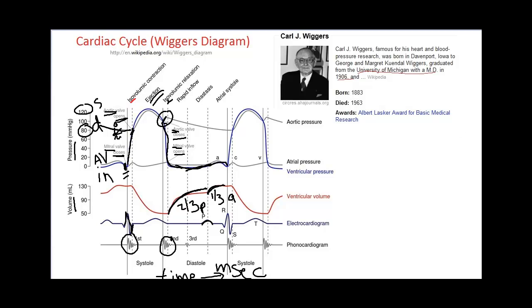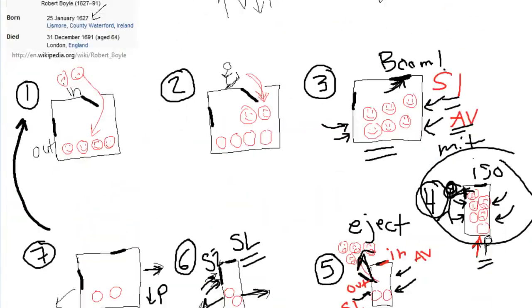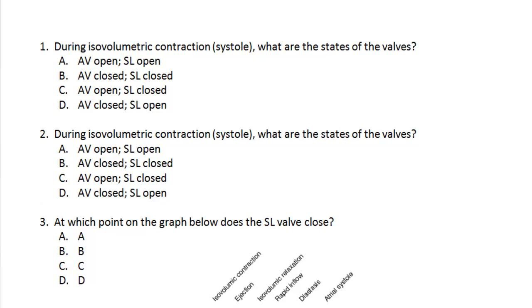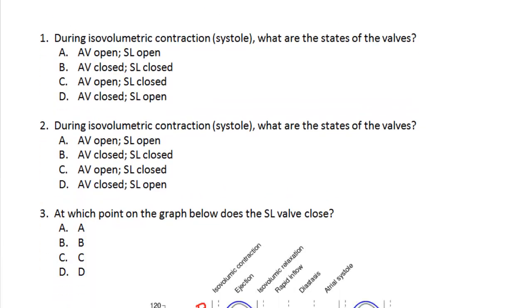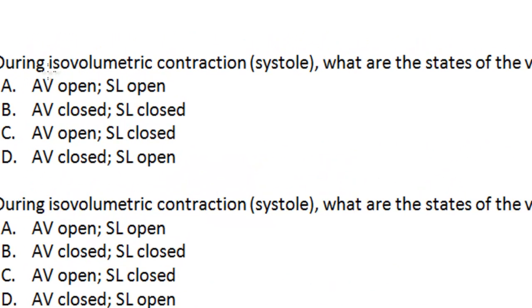Okay, so review it a little bit, but if you're ready, let's do a quick few questions right here. Okay, so question number 1. During isovolumetric, so iso meaning same, contraction, systole, what are the states of the valves? Isovolumetric contraction, so you could draw out your ventricle, you could draw the aorta coming out, you have your valve. Here's the other valve.